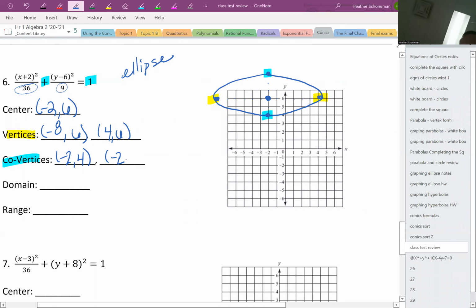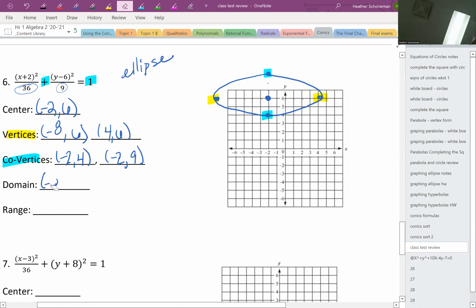There we go. -2, 9. We haven't done domain and range of these, but we definitely can. Domain is the left value to the right value. So it starts, what do we say? At 1 over, which would be -8.